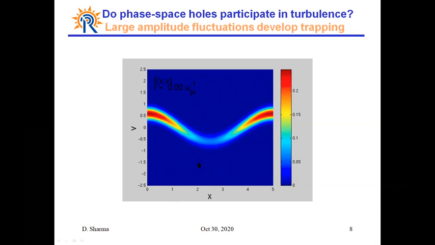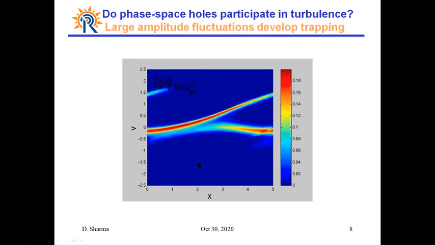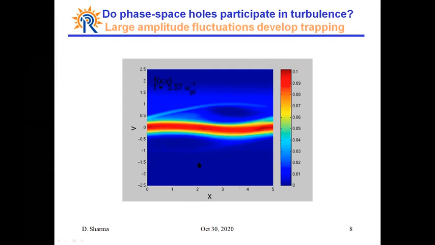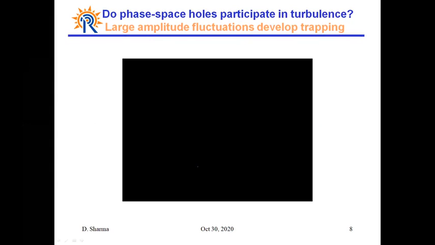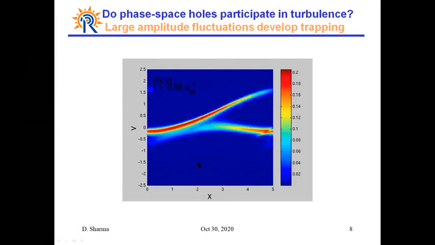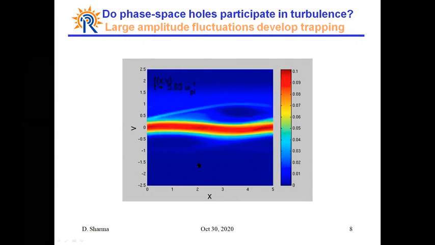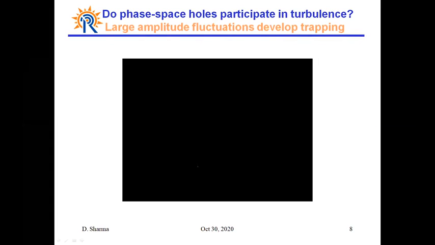If one starts, for example, in this slide, with no trapping initially, so there are no trapped particle modes, and one starts a perturbation, soon this perturbation will develop a trapping. So one can see that trapped particle modes get developed from very small amplitude and then get very strong. So one can decide for themselves whether they are going to participate in turbulence or not. Our answer is yes.